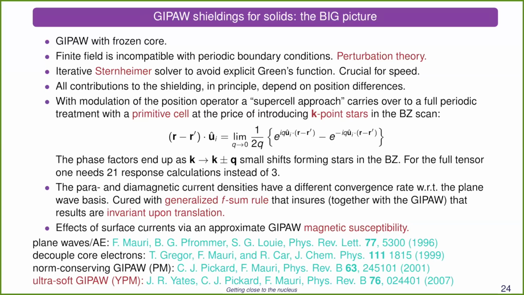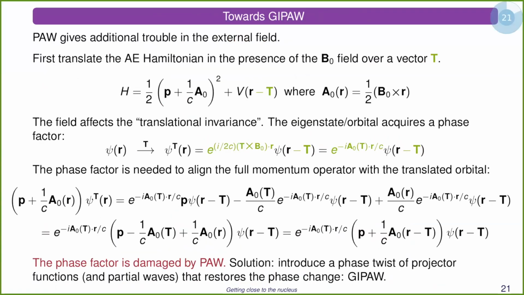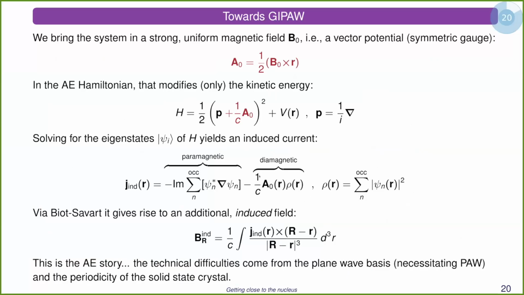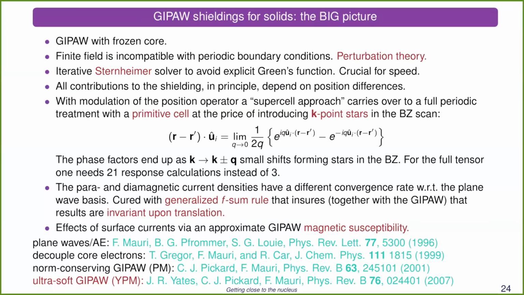Para- and diamagnetic current densities, you can see them over here, this one and this one, also on the plane wave grid, they have different convergence rates, which means that if you are in another position, your shielding tensor doesn't converge at the same rate. This can also be cured so that everything becomes invariant upon translation. The shielding becomes a variant of translation because of this and because of the GIPAW structure. That is all which is in this GIPAW. This is the big picture.